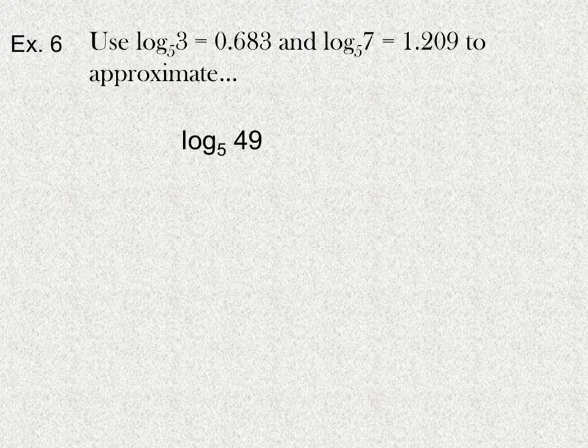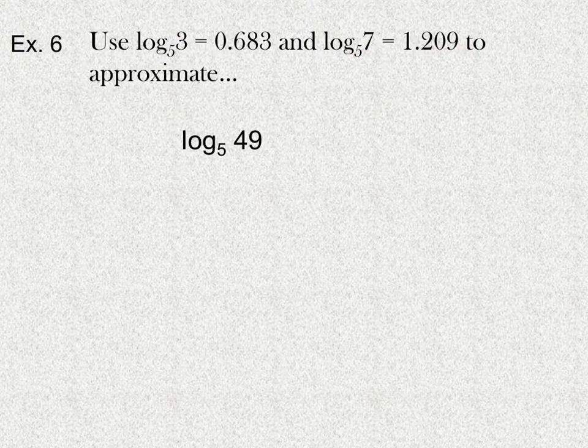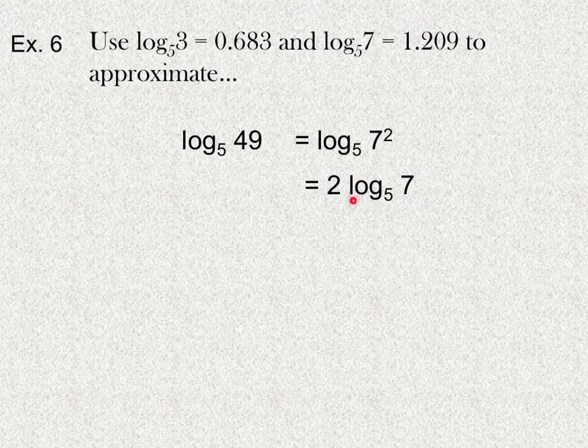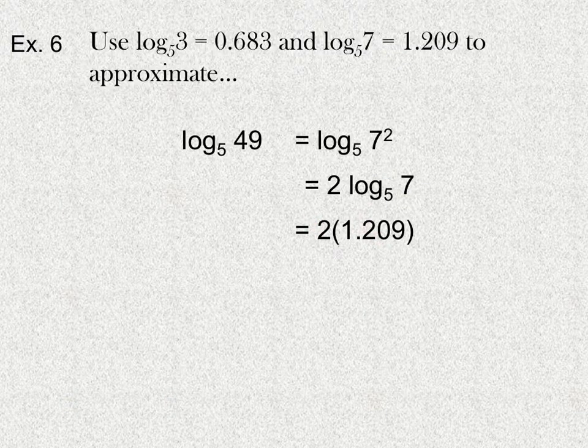So here's an example. Again, we're going to take 3 and 7 and maybe somehow manipulate these to create an expression for log of 49. Well, let's see. We don't even really need this expression here. We can simply change 49 to 7 squared, and now using the power property we can bring the 2 to the front. And then we can multiply these two together, 2.418.